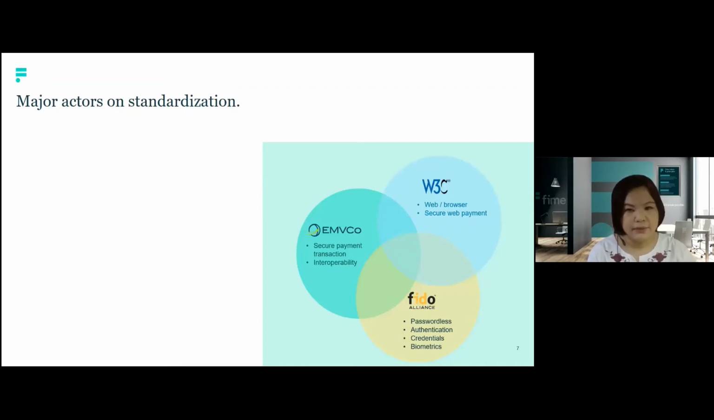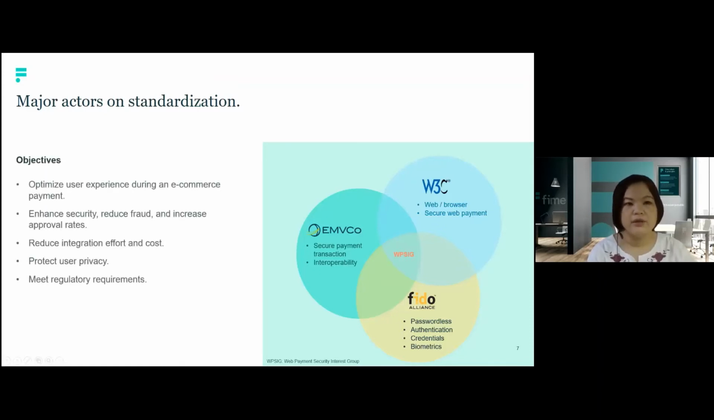Within these three standardization bodies, they have collectively built the Web Payment Security Interest Group. In this interest group, they try to work together to align their standards, find gaps, and create a better experience. Their objective is to optimize the user experience of e-commerce checkout payment and enhance security, reduce fraud, reduce the integration effort and cost, protect user privacy, and meet regulatory requirements.